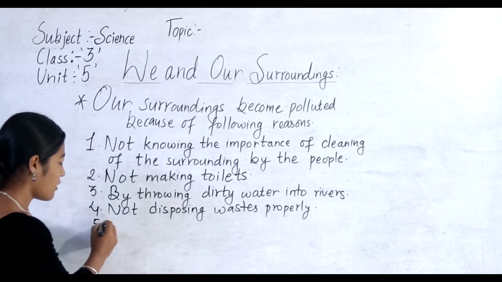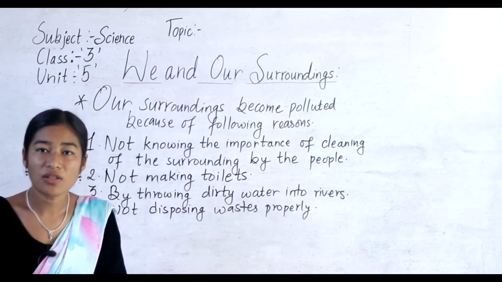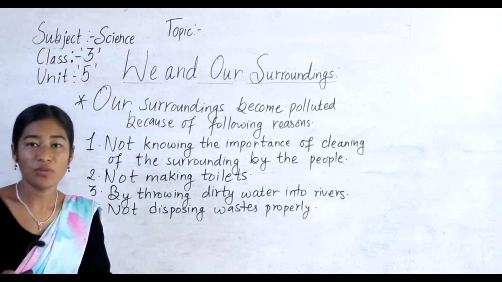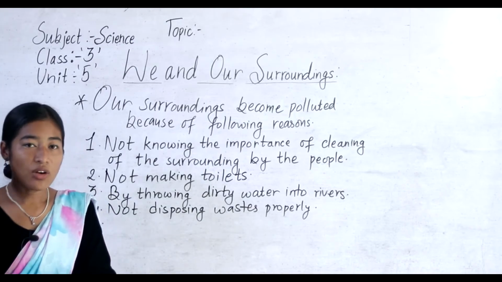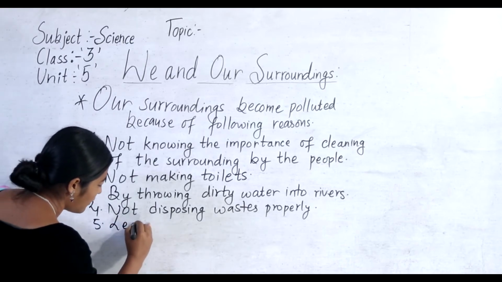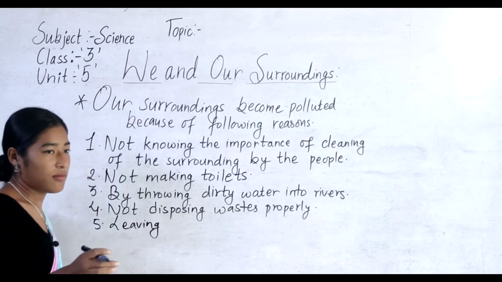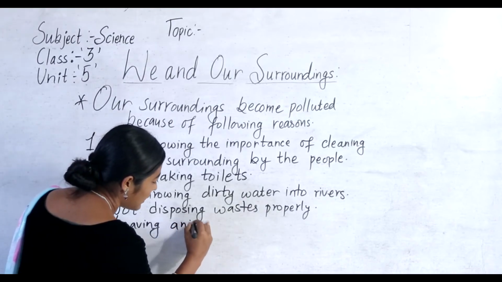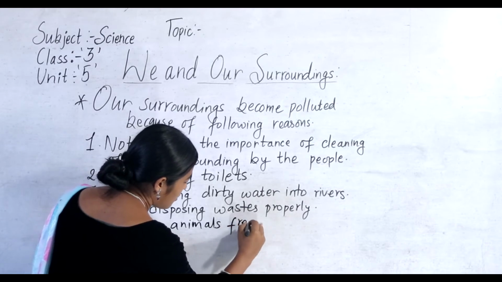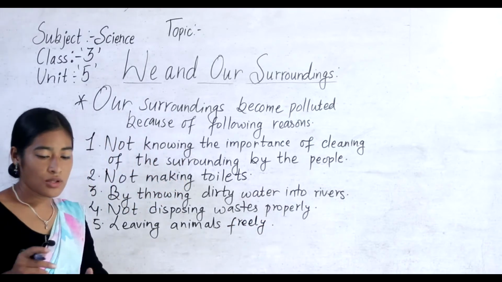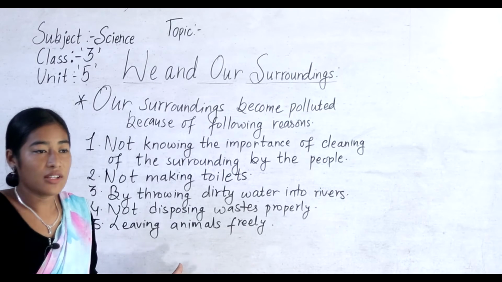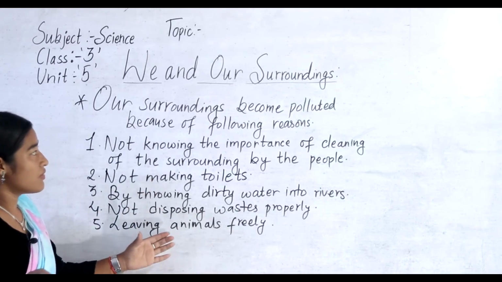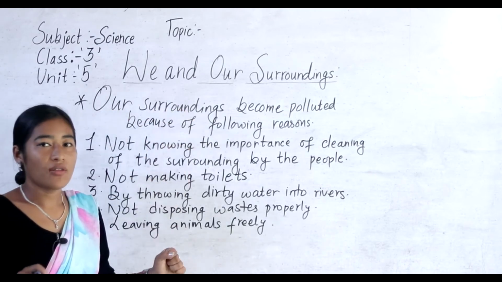Then the last one is, we know that domestic animals are not under control, and they pass dung here and there. So domestic animals are not in control, living freely in the environment, which makes our surrounding polluted. They pass the dung here and there, which makes our surrounding polluted.